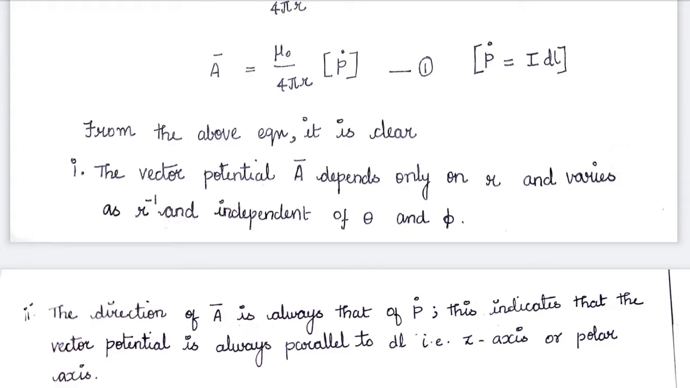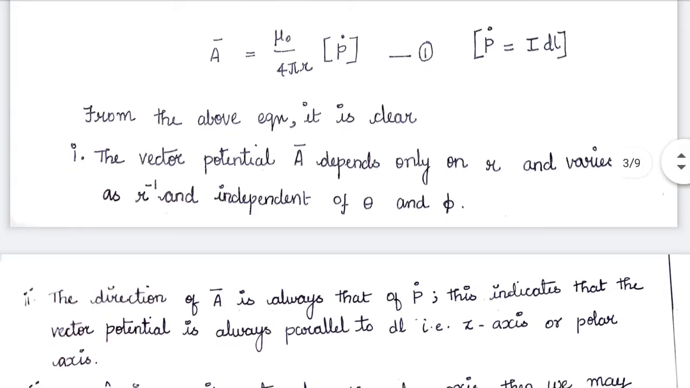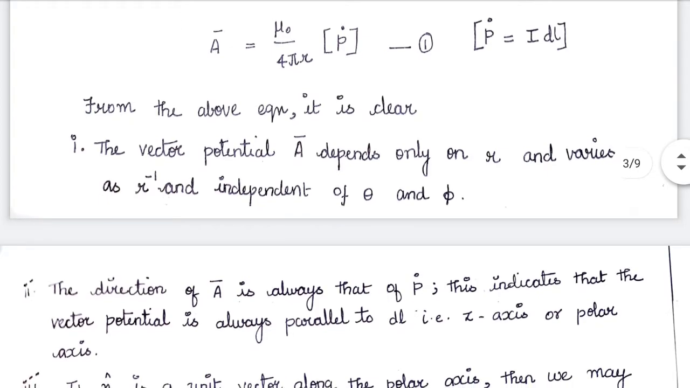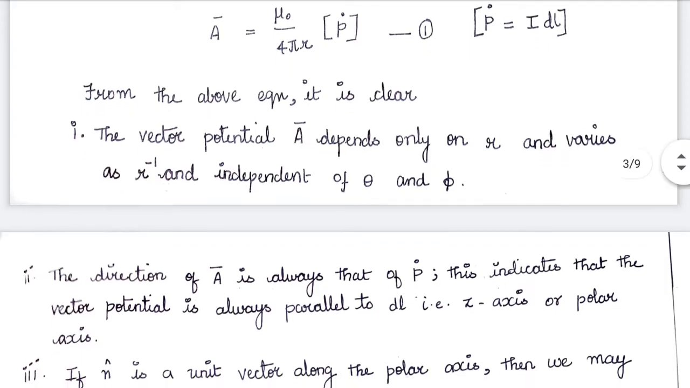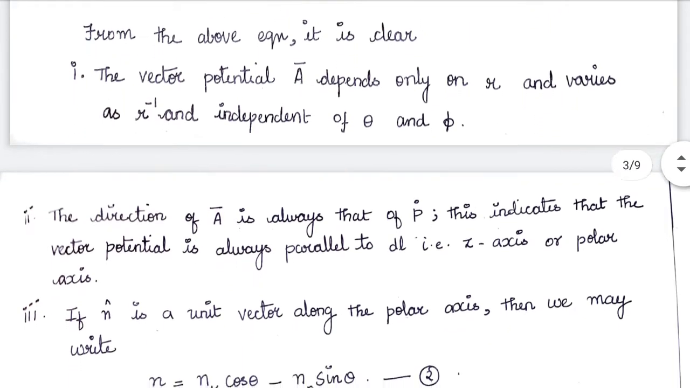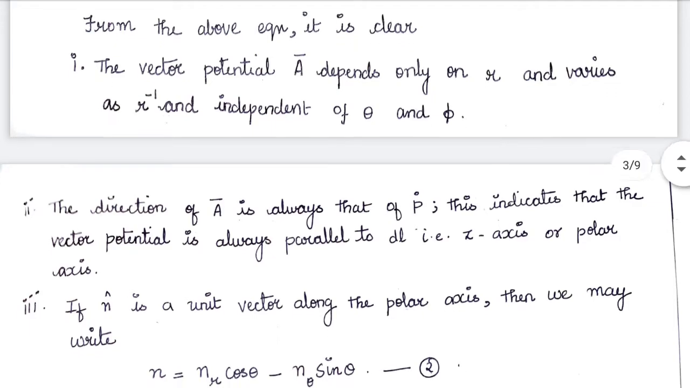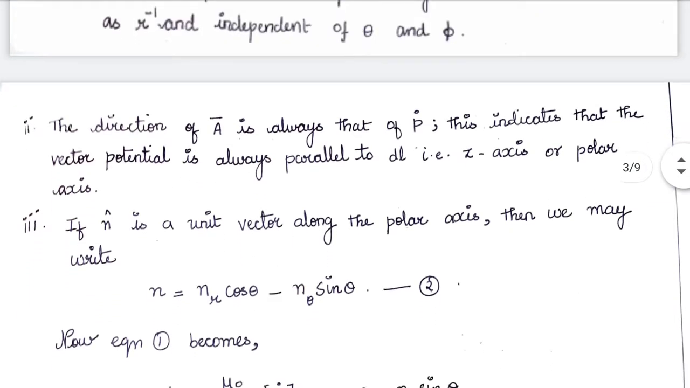From equation 1 it is clear that the vector potential A depends only on r, that is the r component, and it varies as 1 by r, which reveals that the vector potential A is independent of theta and phi. The direction of the vector potential is always that of p dot, which indicates that the vector potential is always parallel to the z axis, or the polar axis.